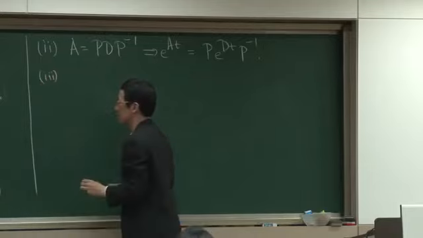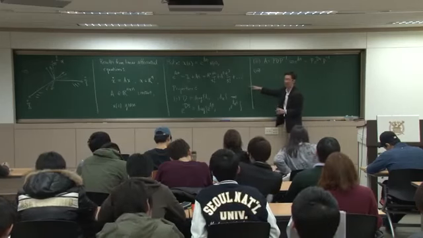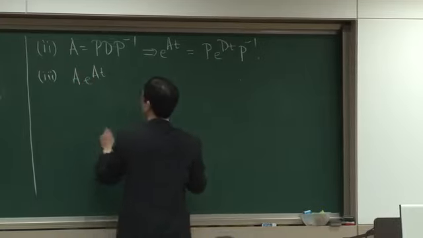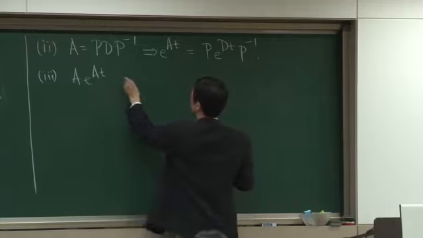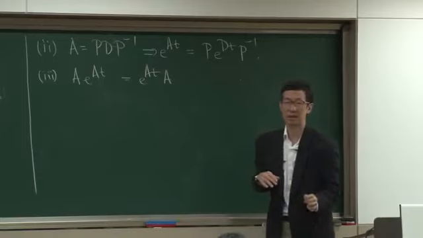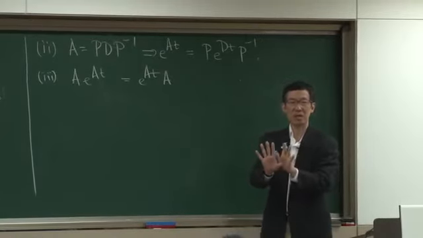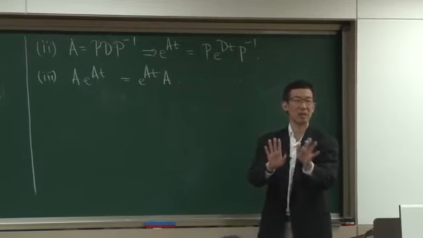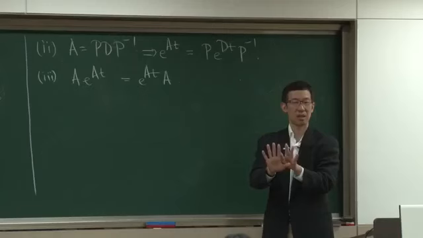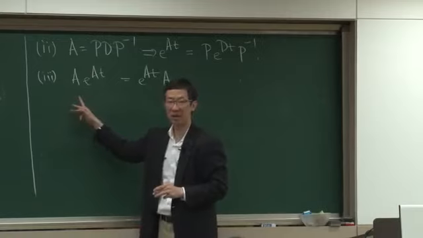The third thing we showed, in the course of verifying that this was a solution, was that A times e to the At is equal to e to the At times A. In general, when you multiply two matrices, A times B, order matters. A times B is not the same as B times A in general. But in this case, order doesn't matter.